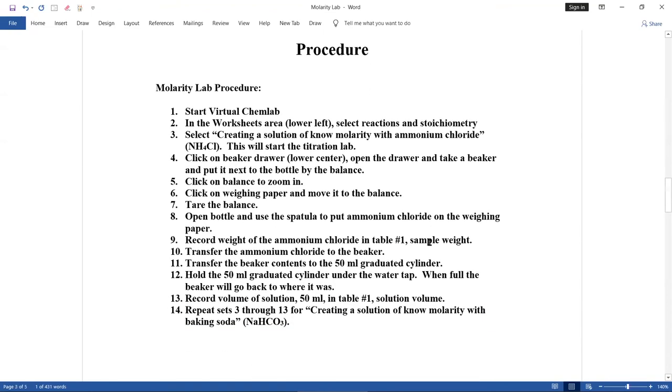And here's the procedure. And let me open up Beyond Lab Z.